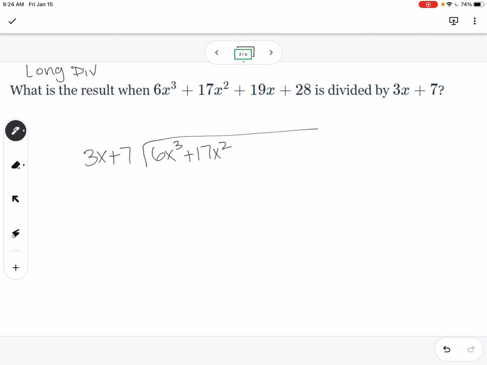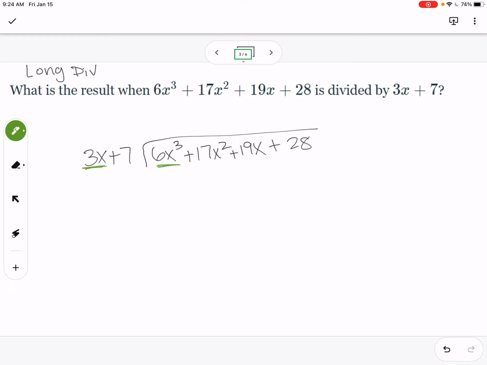Now remember, if this term was missing and it just went straight to 28, we would write in a 0x as a placeholder for that, and we would get plus 28. Now in this case, it's there, right? It's not missing. So we can write plus 19x, okay? All right, so then we have to ask ourselves, what do I multiply 3x by to equal 6x cubed?